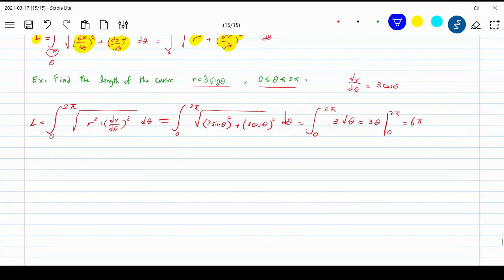This r equals 3 sine theta is basically a circle of radius 3. And what is the length of the curve? In this case it would be basically the perimeter of the circle. The perimeter of a circle is 2 pi r, which in this case is 2 times 3 times pi, which is 6 pi. It becomes a double check.